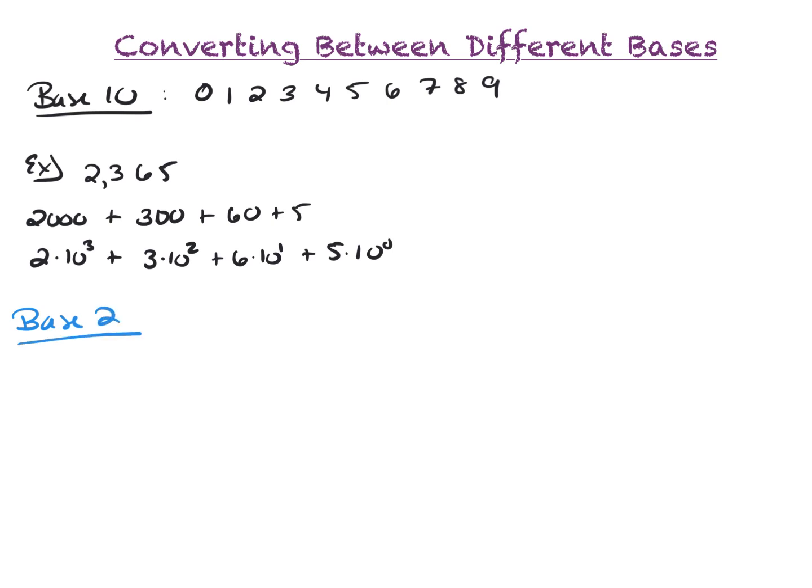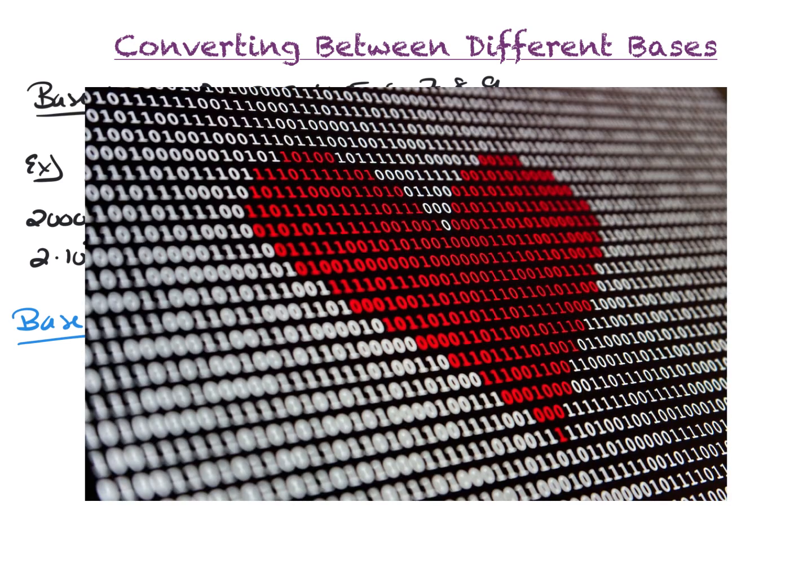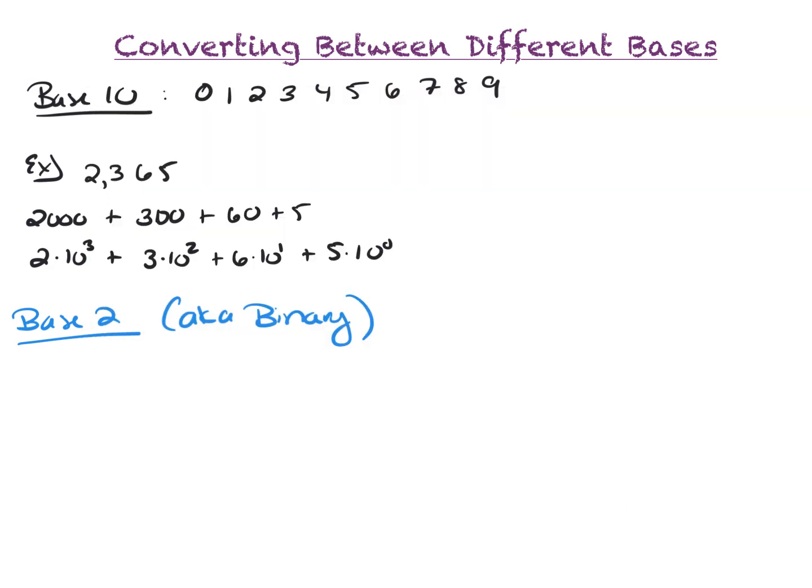Base 2 you've heard of also. This is also known as binary. And binary, as you probably know, is basically the language of computers. All the little zeros and ones, which are the only digits seen in binary, toggle off or on certain aspects of a computer or computing language. So let's take a closer look at this. Let's write a number in binary and convert it to base 10.